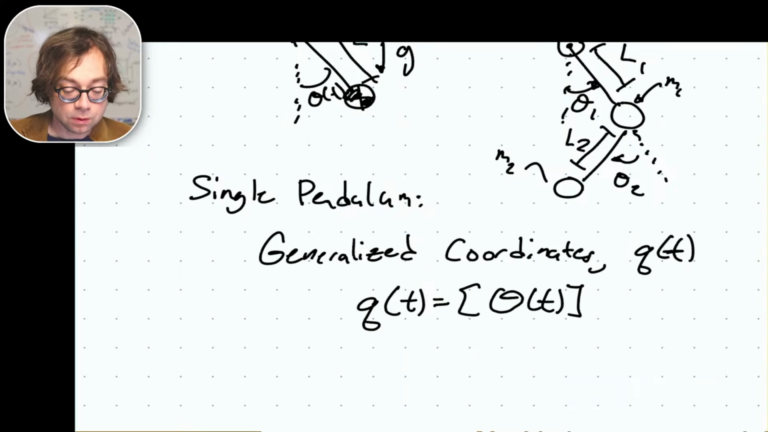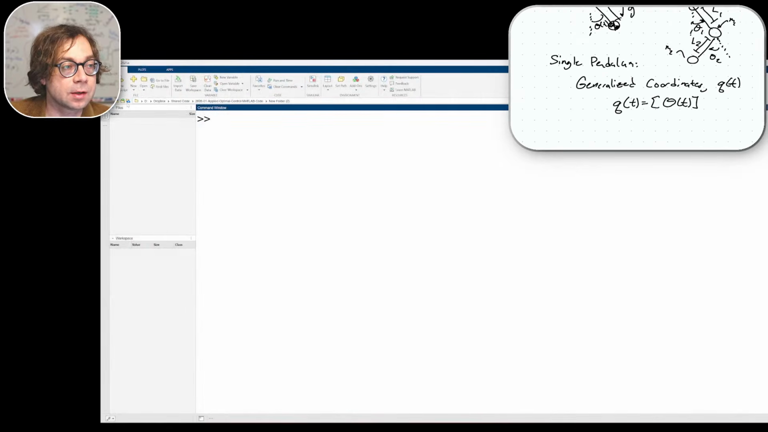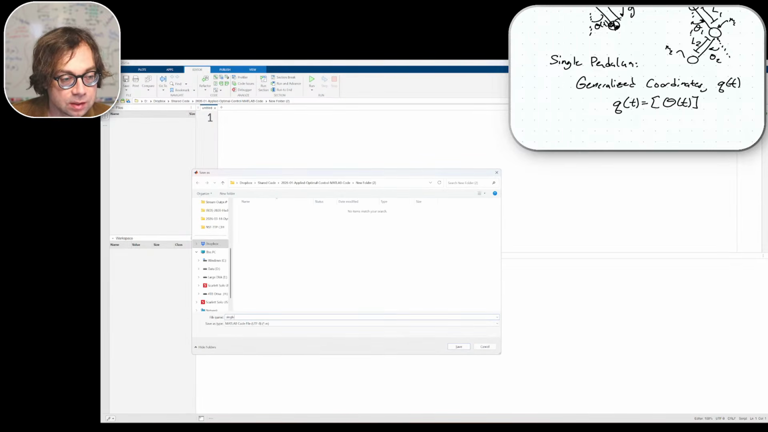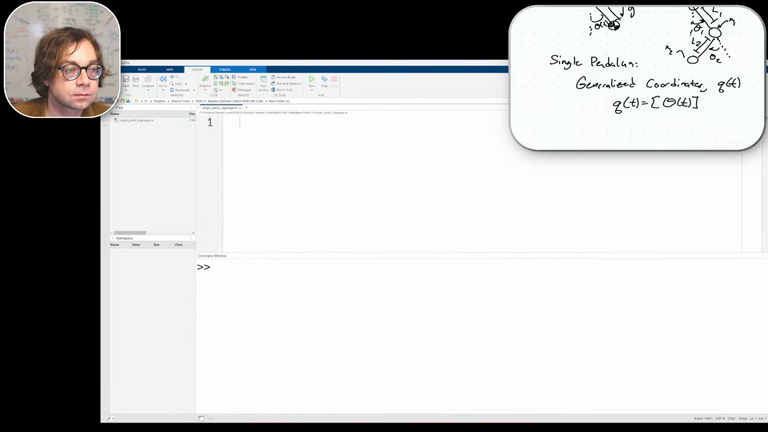Okay, so let's jump into the symbolic toolbox right now. I've pulled up MATLAB. Pull up MATLAB if you can. All right, so I have MATLAB right here. I'm going to create a new script and save it. I'm going to call it single pend Lagrange. I hate that name. No underscores. Single pend Lagrange.